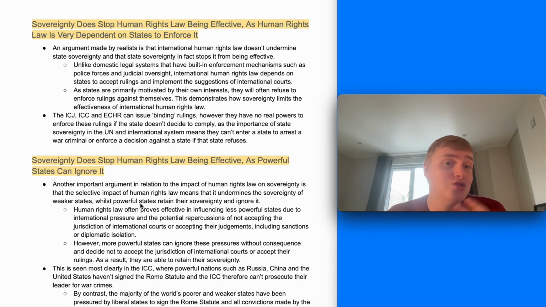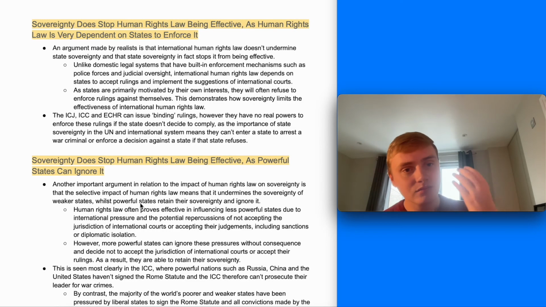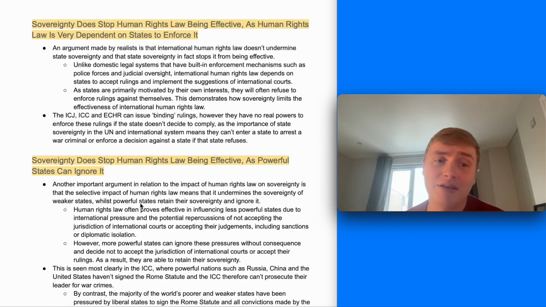And they will do so if it's in line with their interests. This is what realists argue. They'll only do so if it's in line with their interests, and actually refuse if it's not in their interests, which is almost always going to be the case when they're asked to enforce rulings against themselves. And that shows how sovereignty limits the effectiveness of international human rights law.